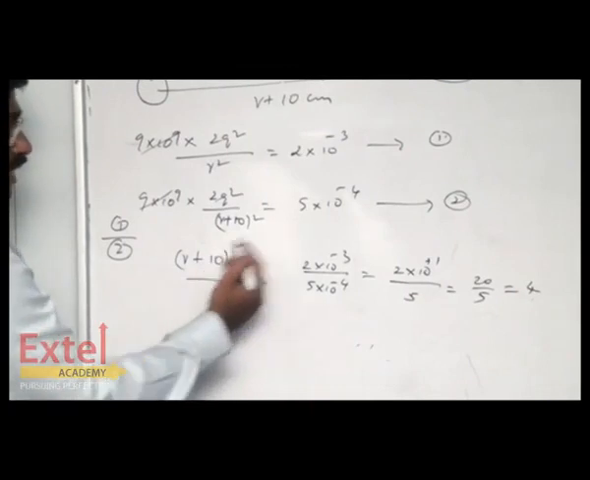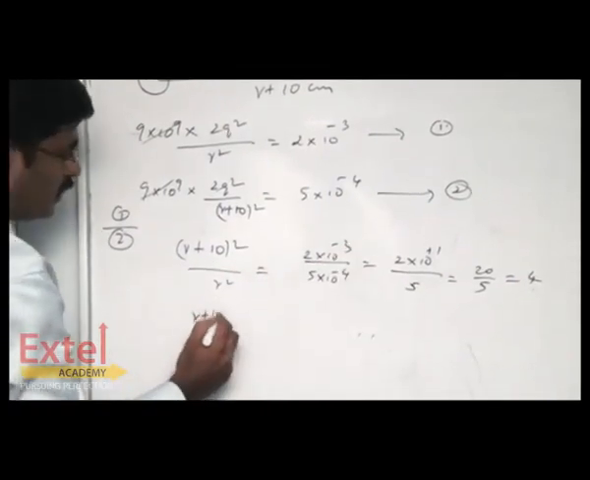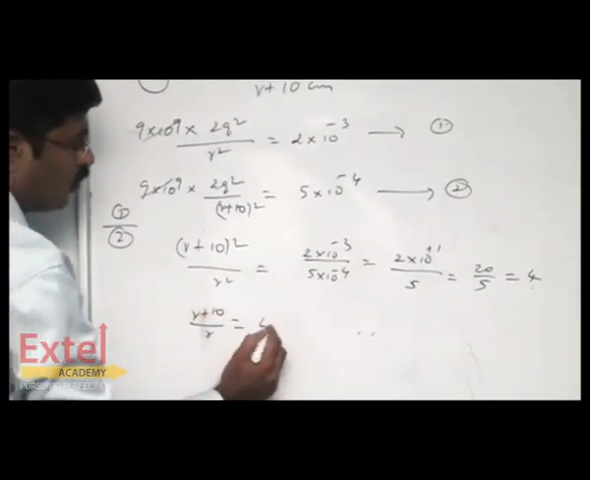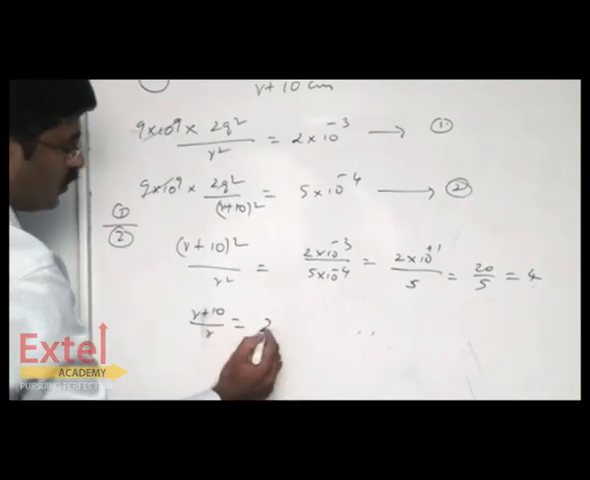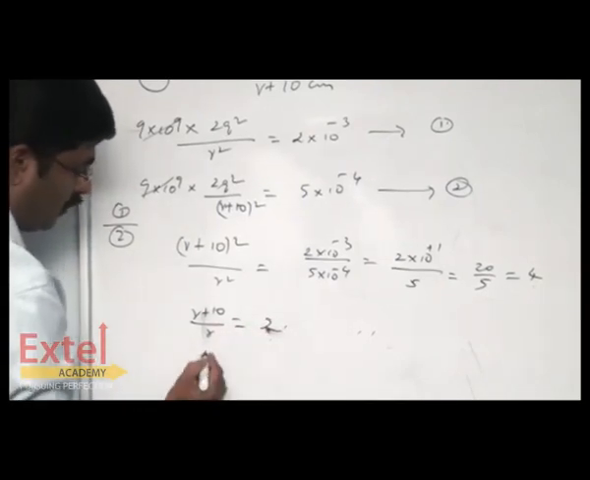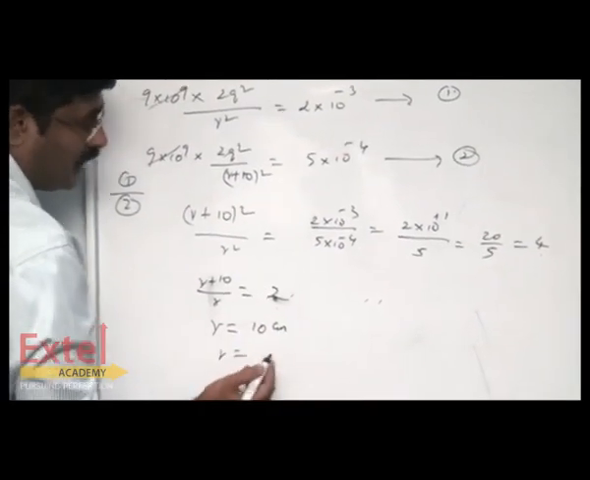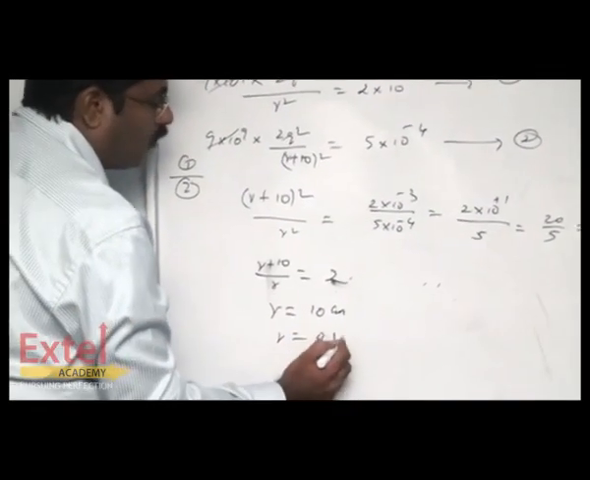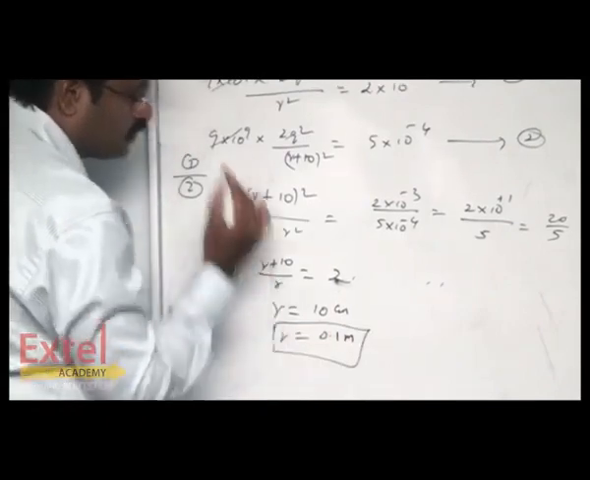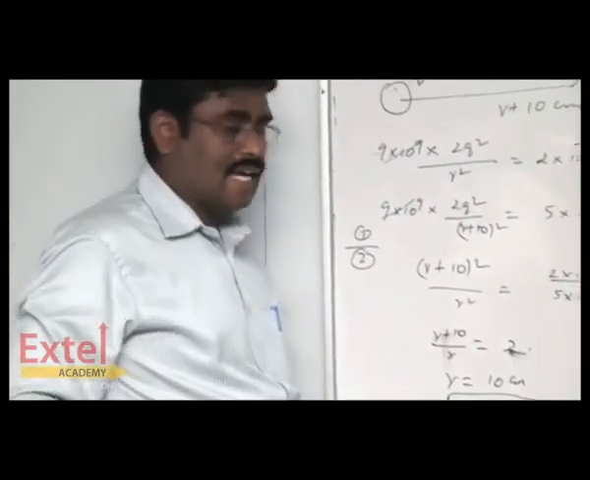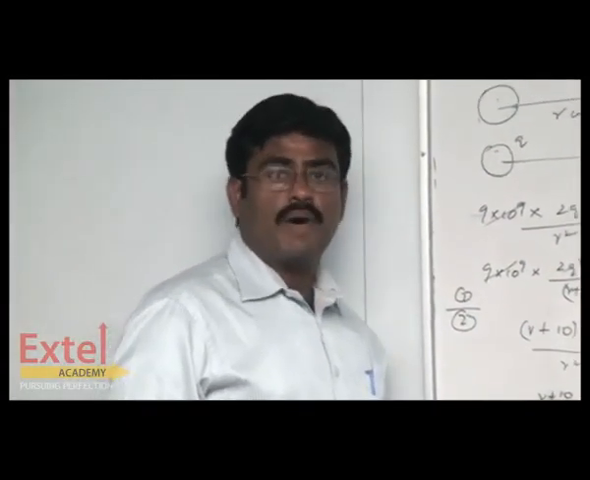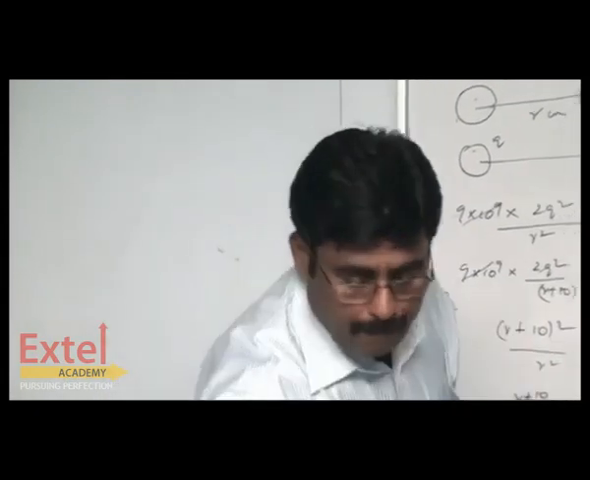So remove the squares on the left hand and right hand side. R plus 10 by R is equal to 4. Now cross multiply, R is equal to 10 centimeter. If you want to express in meter, it becomes 0.1 meter. So the first answer is calculated. R is equal to 0.1 meter.